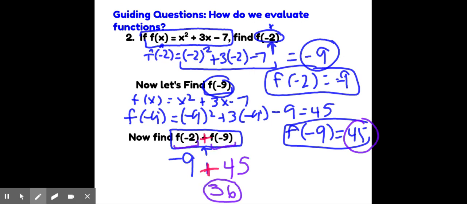You actually have to go plug in the two functions and get the answers, but we already did the work here. So we had the first answer, -9. We had the second answer, 45. We just add those answers together to get what f of -2 plus f of -9 would be. Okay? We're going to do a couple more together, and then you guys are going to try some on your own.